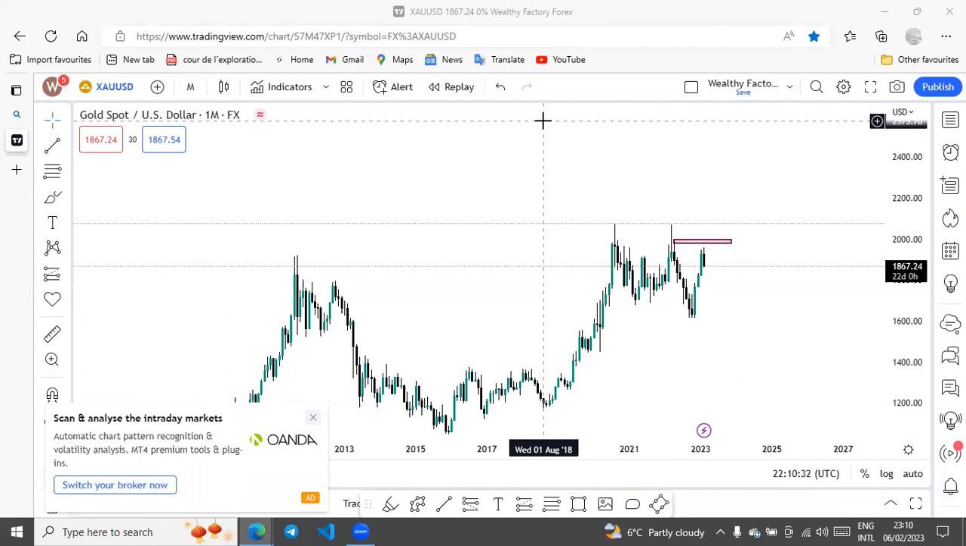So most of the times you're going to use these higher time frames like monthly, daily time frame, weekly time frame to see the direction of the market.